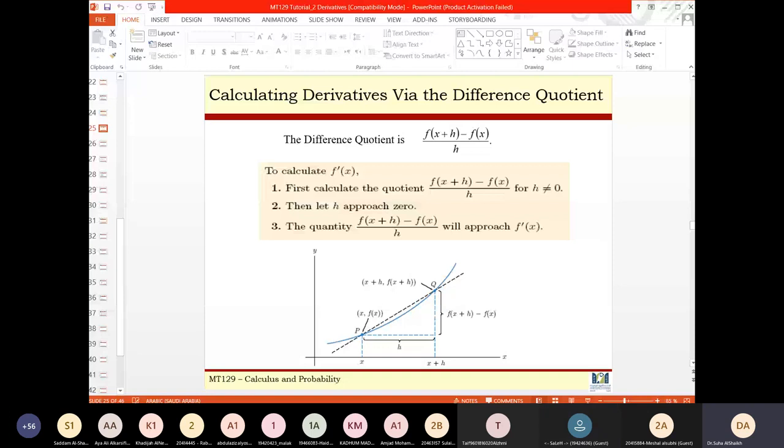We talked about the derivative and how to find the derivative using the rule, and we talked about how to calculate the derivative using what we call the definition of the derivative, or what we call the 3 steps way. Okay, how to do this?